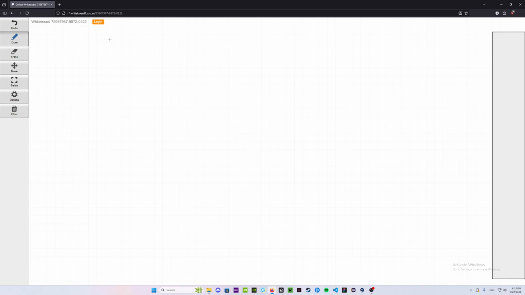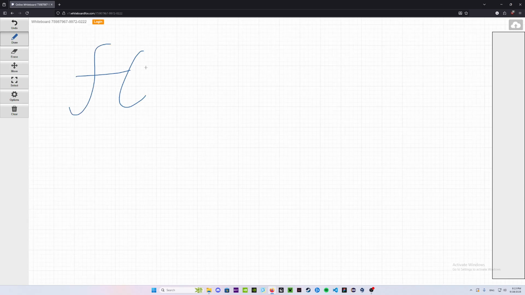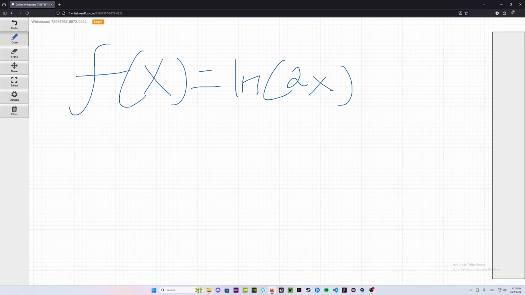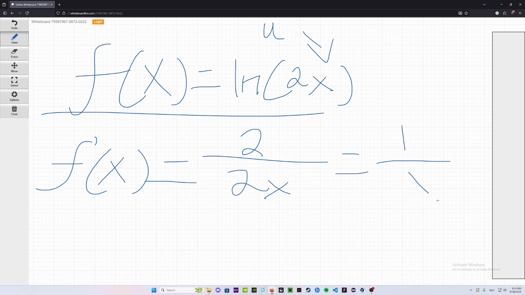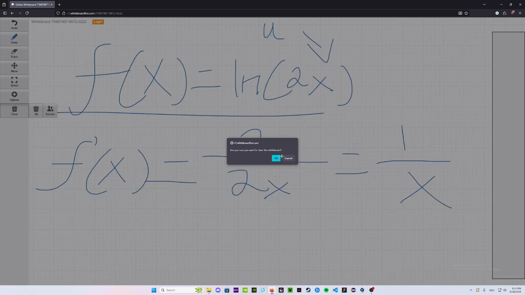Okay, let's get into some problems. So if I have f of x equals ln 2x, alright, so f prime of x. Let's do this. So this right here is going to be u. So u prime, the derivative of 2x, is just going to be 2, over u, which is 2x, equals 1 over x. So it's basically the same as just ln x, but, you know, it's fine. So let's try another one.